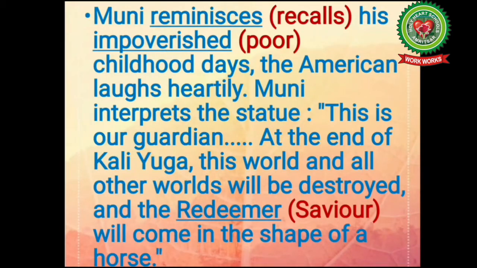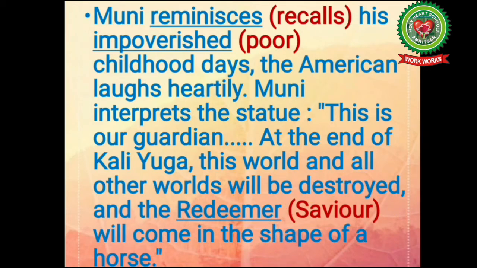Muni reminisces his impoverished childhood days. The American laughs heartily. Reminisces, children, means recalls. Impoverished, poor. Muni interprets the statue. "This is our guardian. At the end of Kali Yuga, this world and all other worlds would be destroyed, and the Redeemer will come in the shape of a horse." Redeemer, Savior.